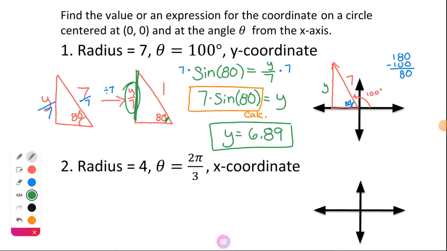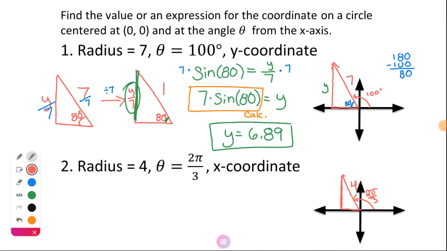Same thing for the second problem. It'll be the same steps. First we're identifying where our angle is. We're dealing with radians this time, so we're looking for 2 pi thirds. That's going to be located in a similar position. So this right here is 2 pi thirds. Our radius is 4, and we're going to be looking at this triangle here.